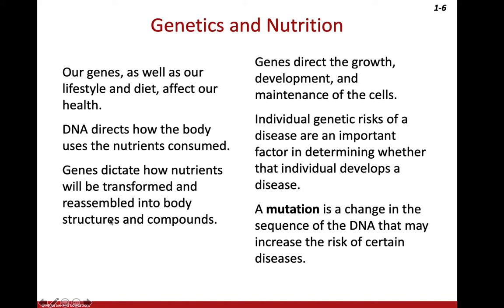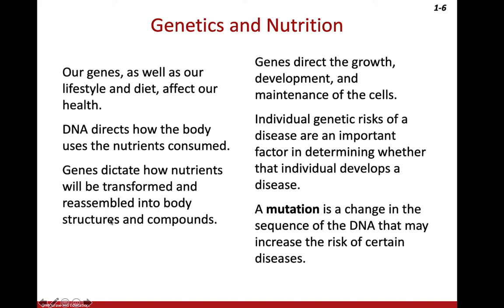Now, DNA is going to direct how the body uses the nutrients consumed, and this is due to the proteins that are coded for within DNA. Genes are going to dictate how nutrients will be transformed and reassembled into the body in various structures and compounds. Genes direct the growth, development, and maintenance of cells. Now, an individual's genetic risk of a disease is an important determining factor. Okay, not the only factor. I've alluded to that already.